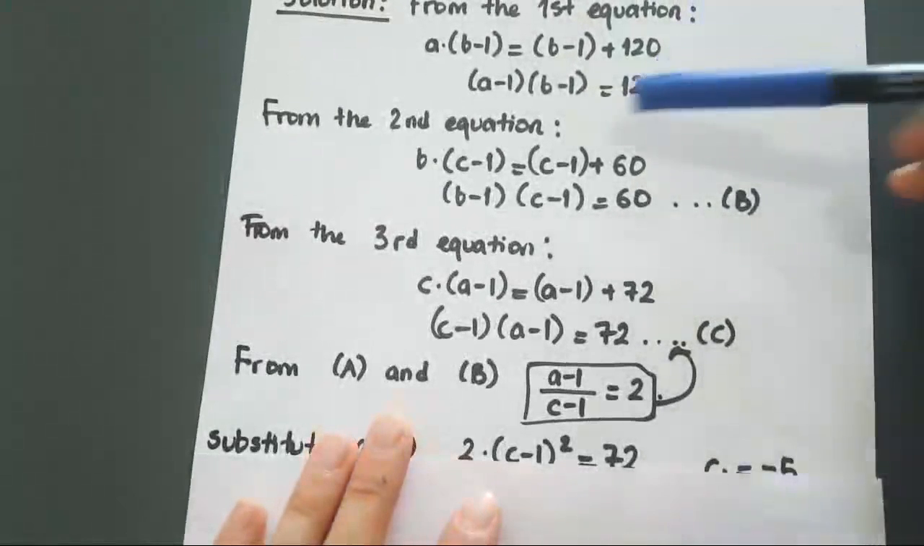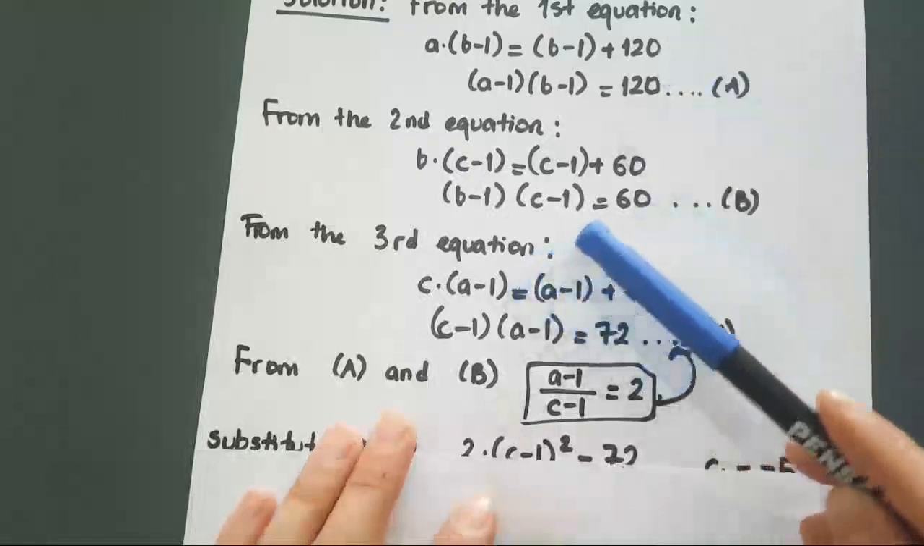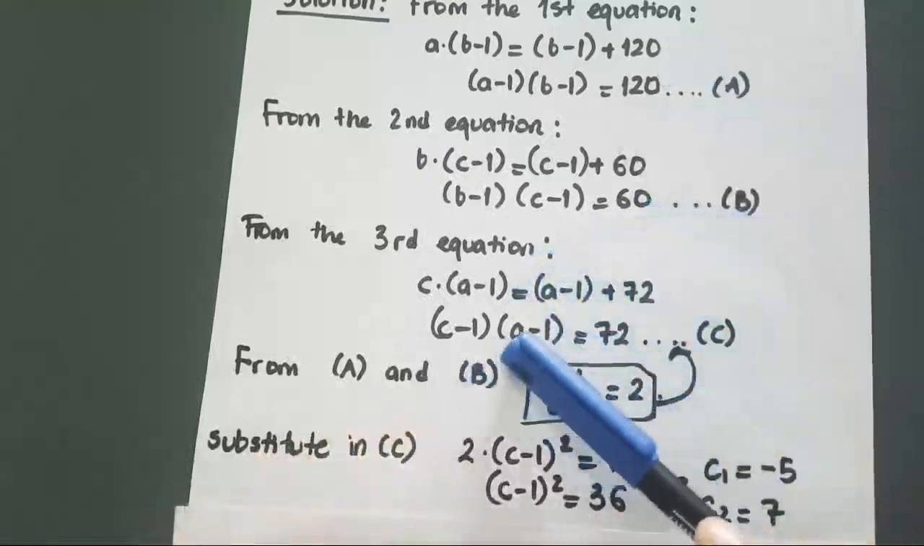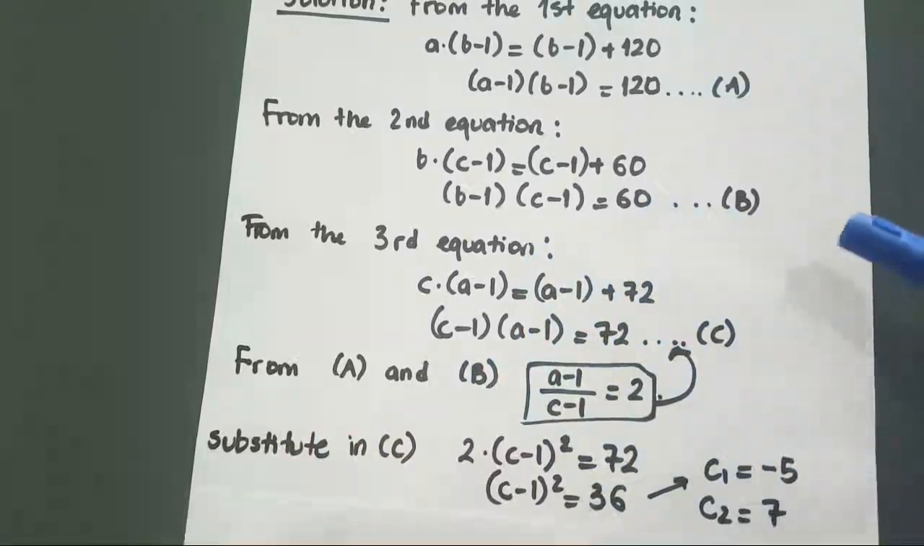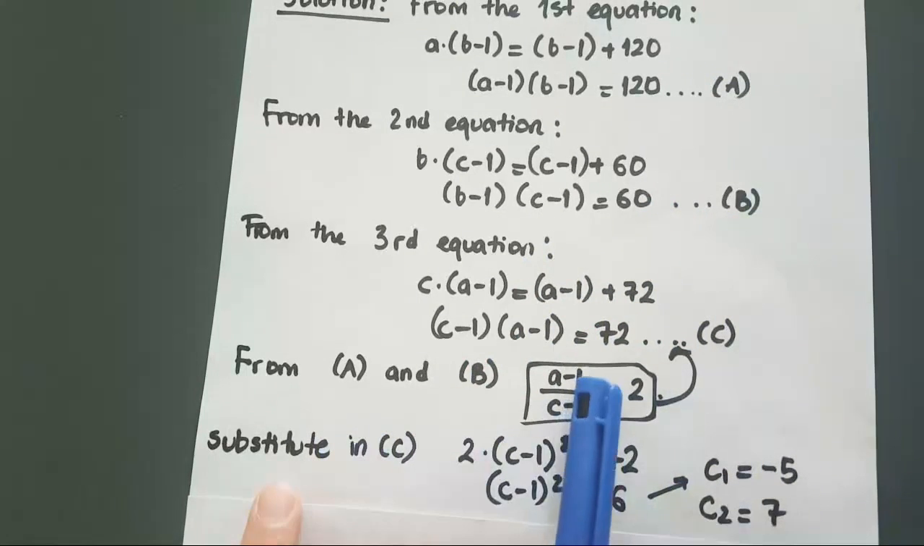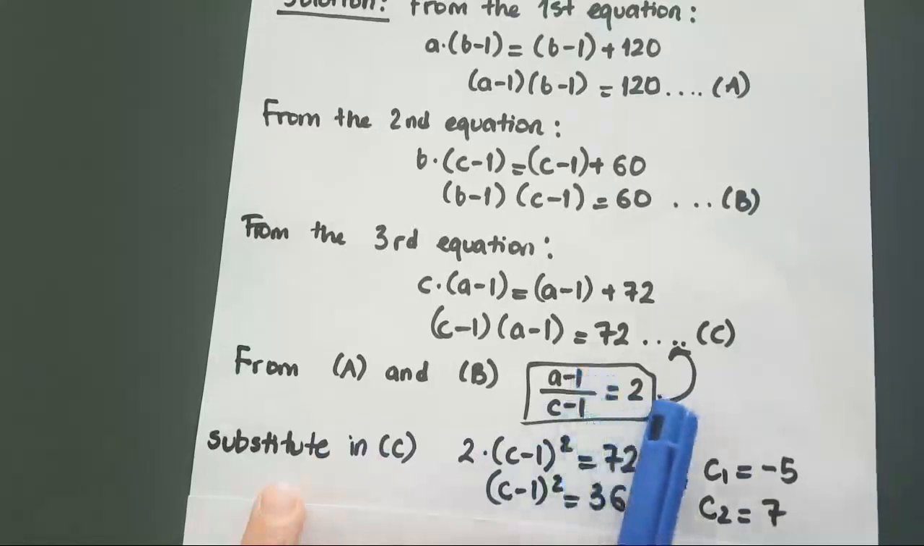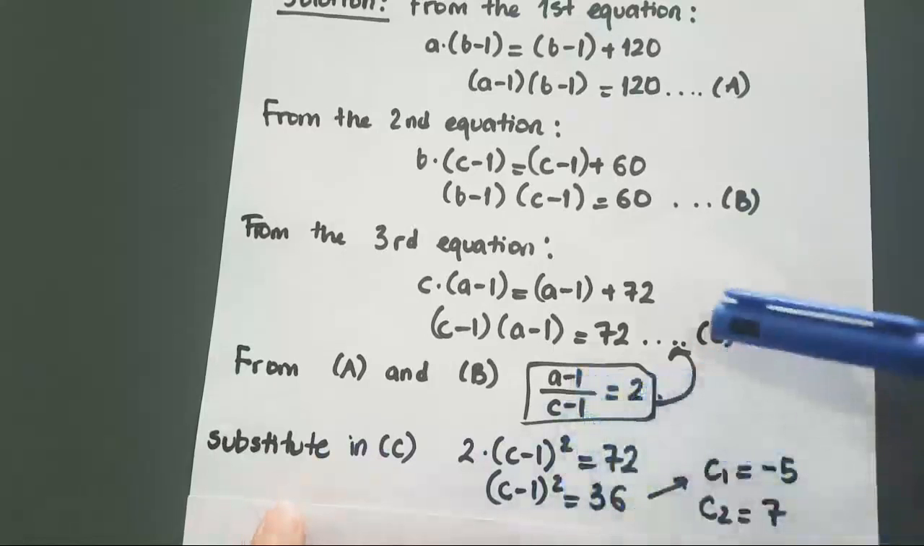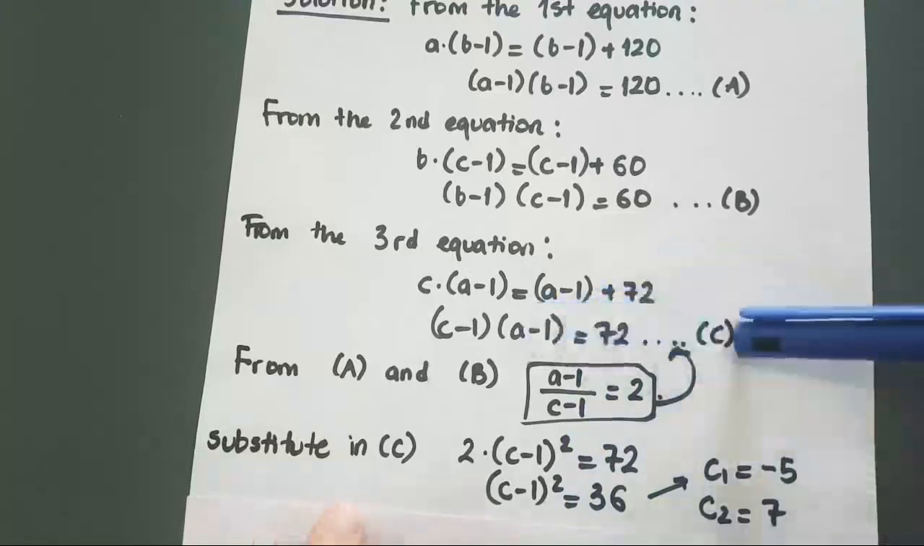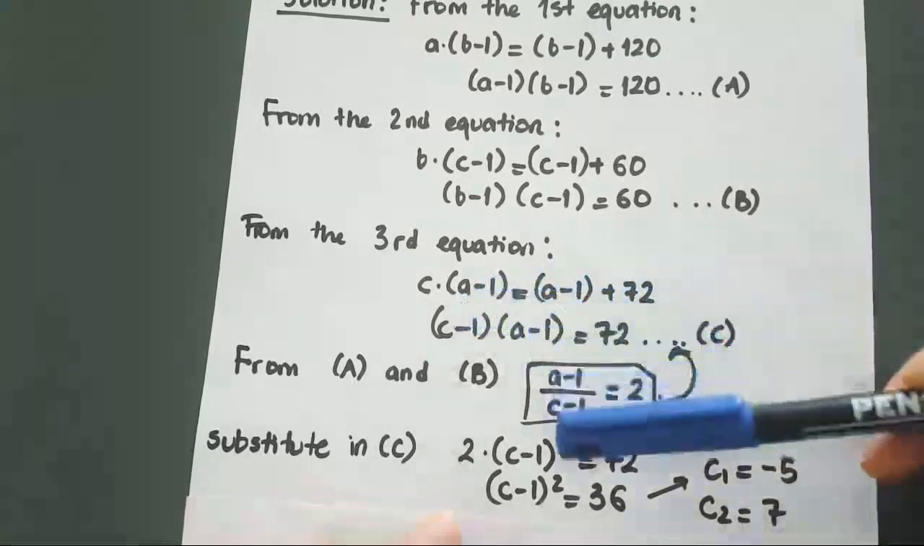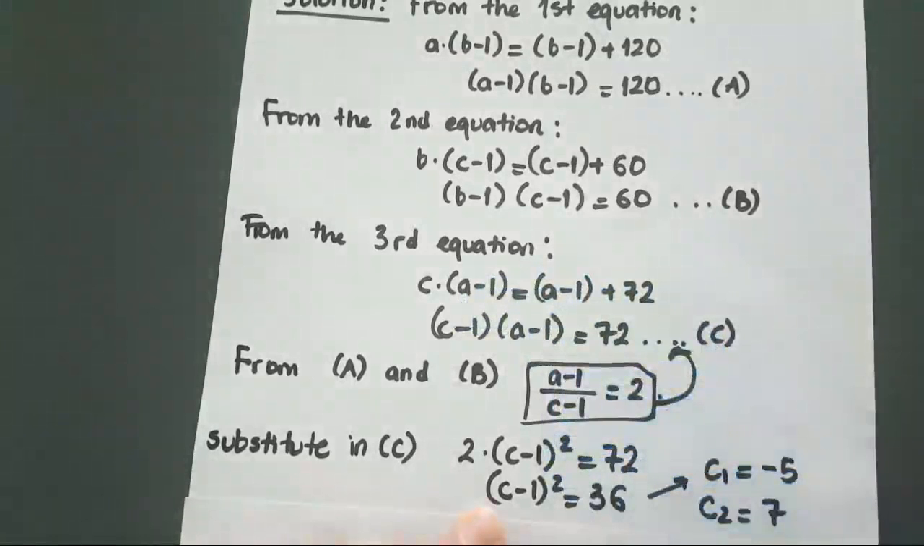(A − 1)(B − 1) is 120, (B − 1)(C − 1) is 60, and (C − 1)(A − 1) is 72. I chose A and B. If I use A and B, (A − 1)/(C − 1) is going to be 2. Then I substitute it in the third equation. When I substitute, (C − 1)² is equal to 36. So there are two values for C: C is negative 5 or C is 7.